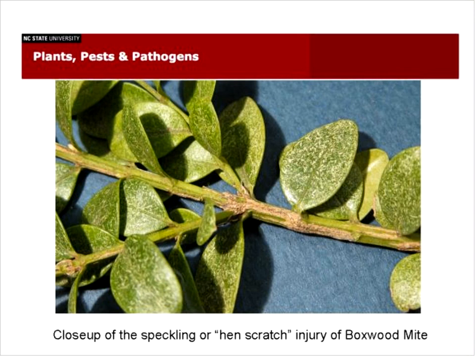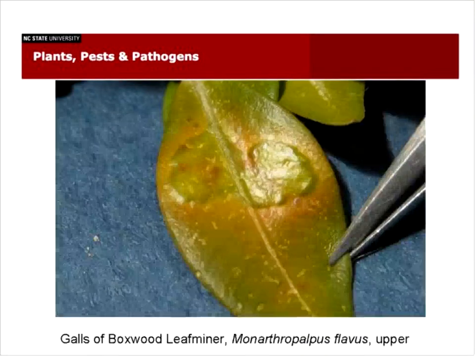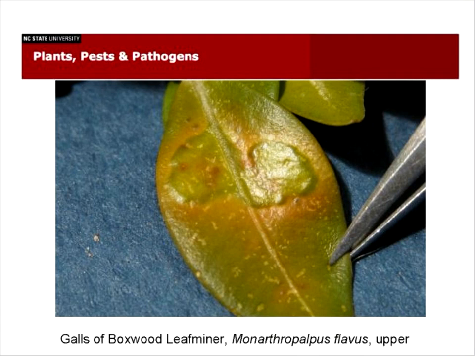Boxwood leaf miner, again, has 1 generation a year. The adults will be flying probably sometime in April in the Triangle area. Usually it's about the time you've got about 1 inch of new growth on the boxwood that you start to see the adults emerge. Prior to that, the larvae will have pupated inside the leaf.